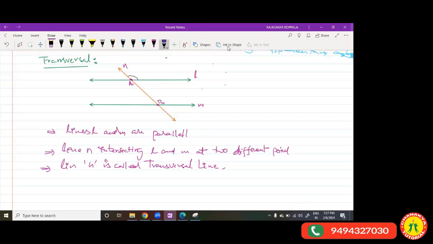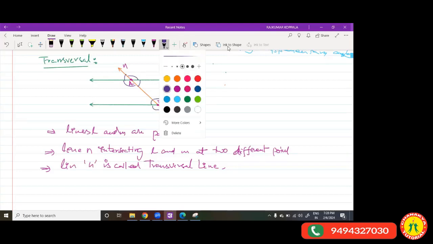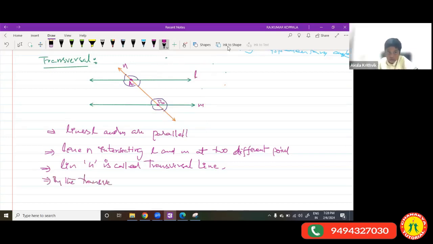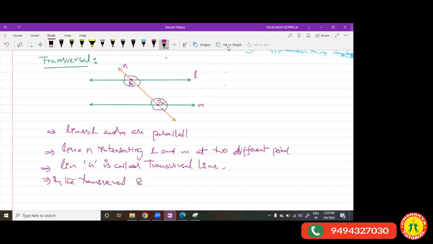Here 1, 2, 3, 4 angles will form. Here 1, 2, 3, 4. How many angles? 4 angles formed. Okay. So by the transversal, how many angles are formed by the transversal? Transversal, 8 angles will form.